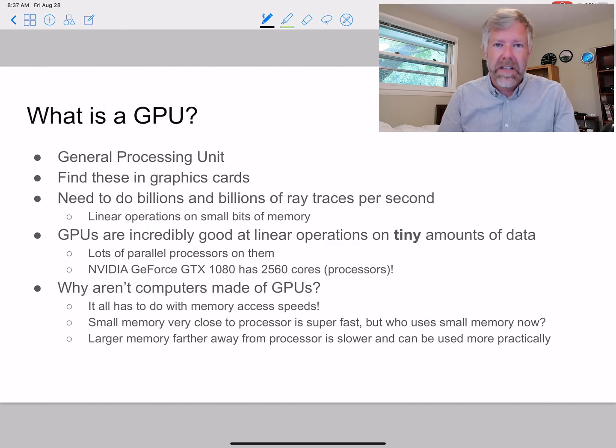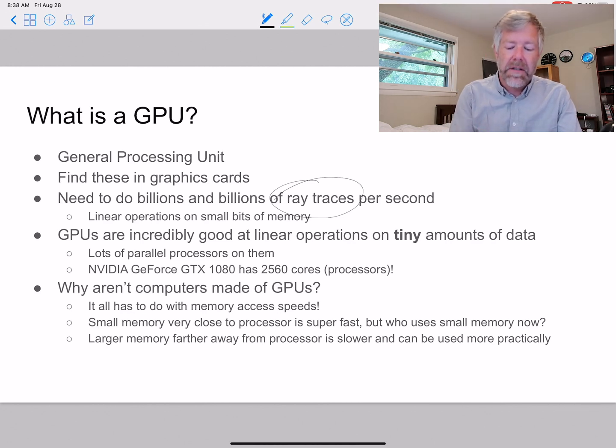You've probably heard of this thing called a GPU, which is a general processing unit. You find these in graphics cards a lot. The fundamental difference between a central processing unit and a general processing unit, they're very similar to each other, except a general processing unit basically has very, very small amounts of memory associated with it, but it does stuff with that very small amount of memory very, very quickly.